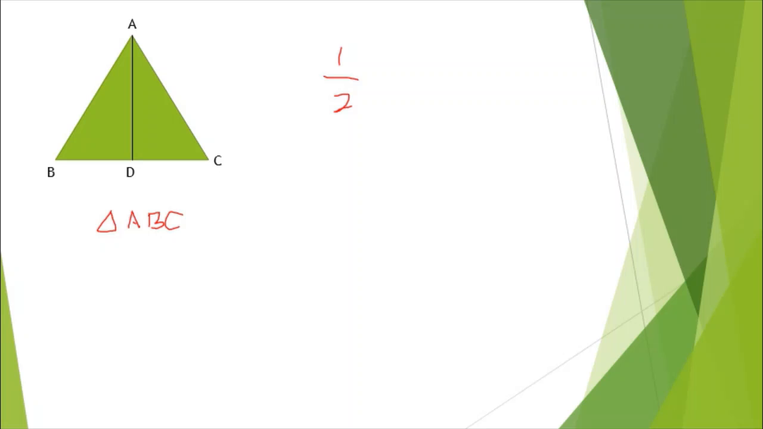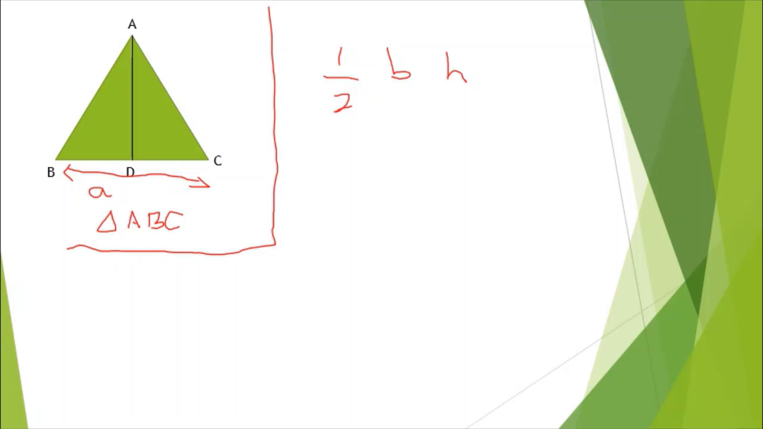We know the formula of the area of a triangle, which is half into the base into the height. Right now we don't know the base, neither do we know the height. So just for understanding, let's give the base BC a variable as A. So half into base can be written as A by 2 in this case into the height.